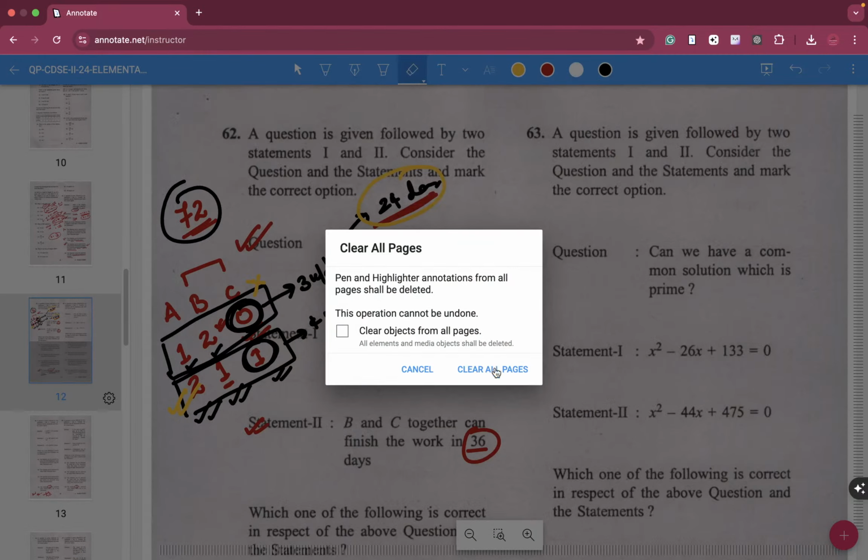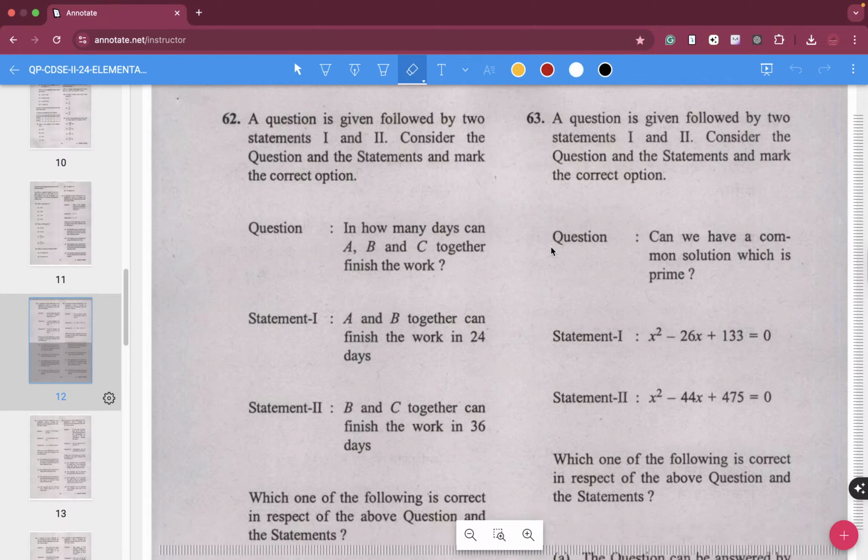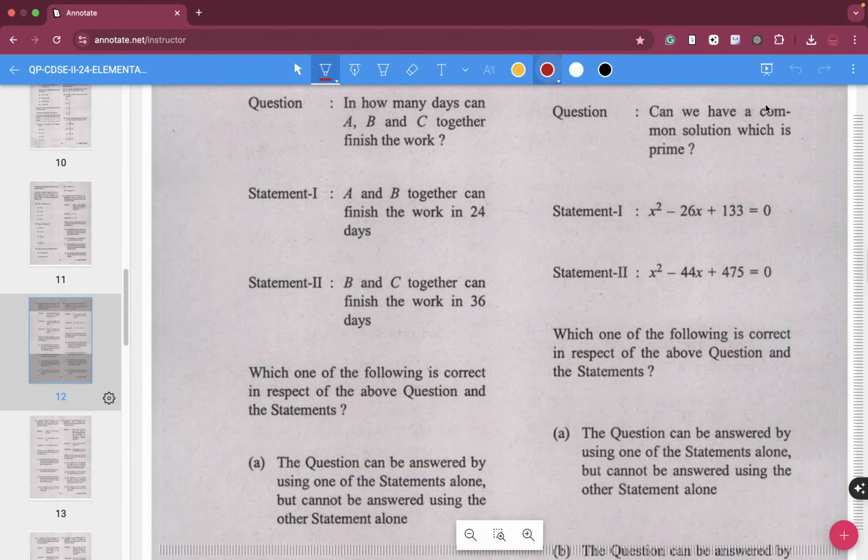Alright, so let's move on to the next one. A question is given followed by statement 1 and 2. Consider the question and statement and mark the correct option. This question asks: can we have a common solution which is prime?